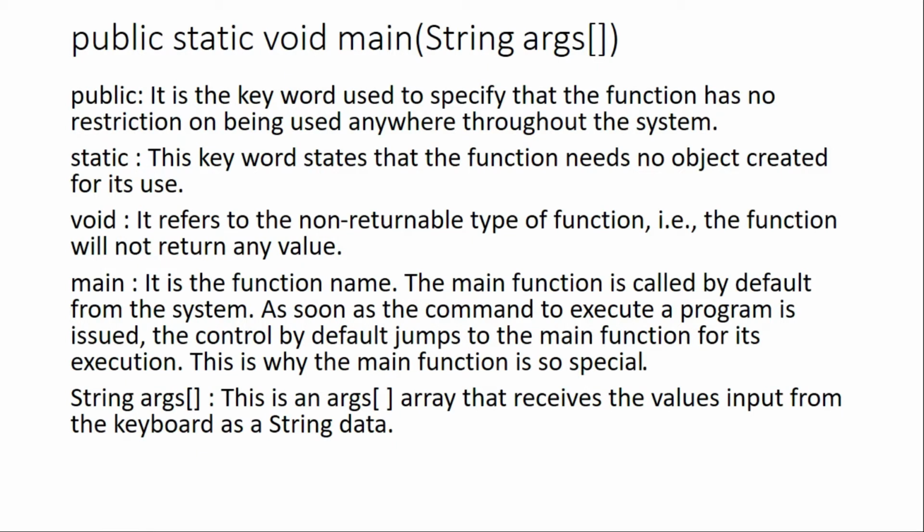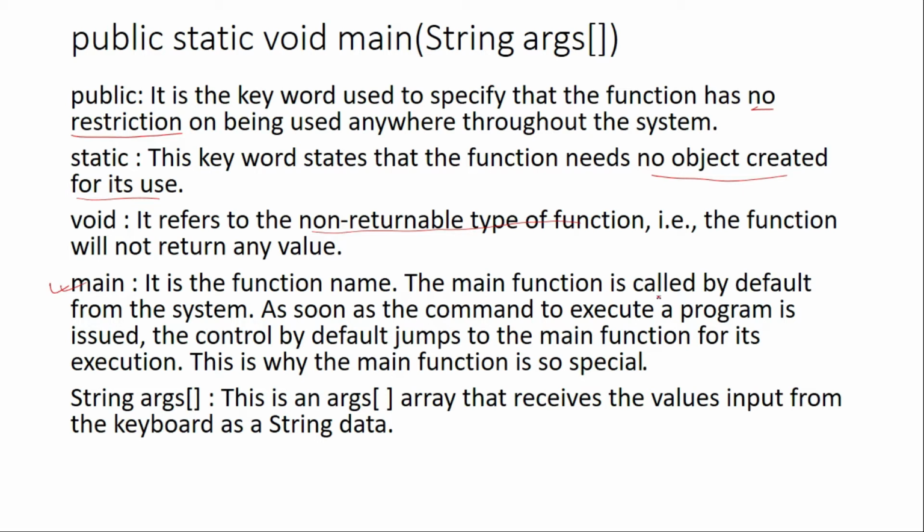The public static void main String args. What is public? It is a keyword used to specify that the function has no restriction on being used anywhere throughout the system. Static. This keyword states that the function needs no object created for its use. Void. It refers to the non-returnable type of function, that is the function will not return any value. Now which function does not return any value? Main function. It is the function name.